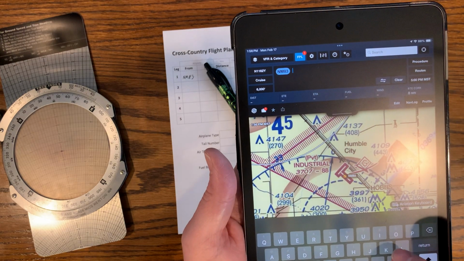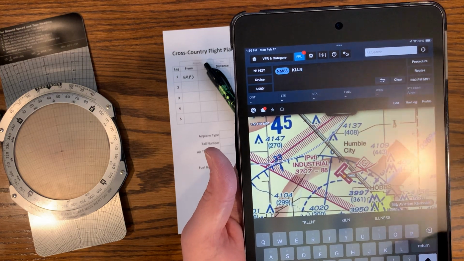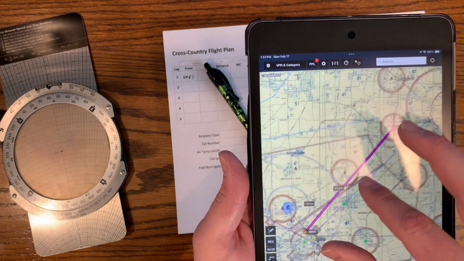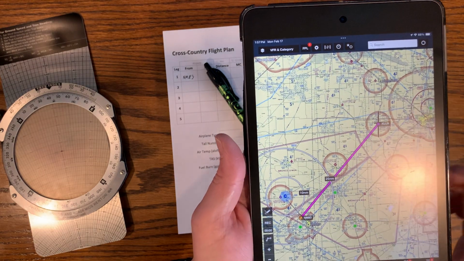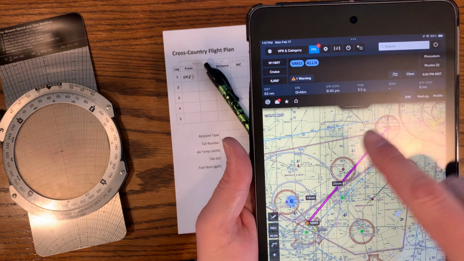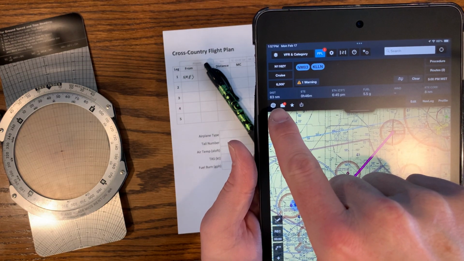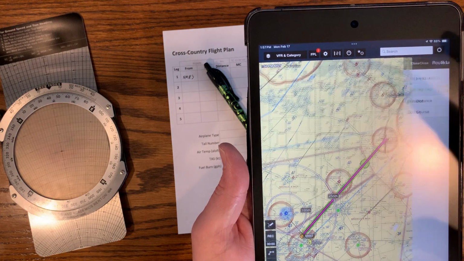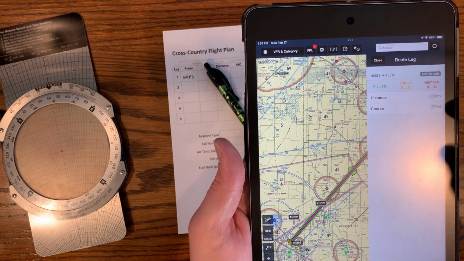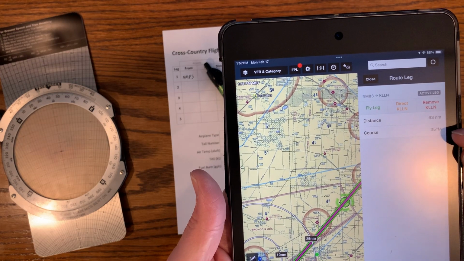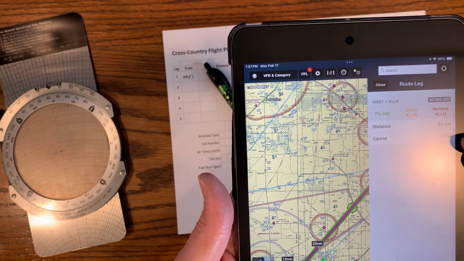Okay, let's add KLLN. Okay, now we've got that route. So there, yep, that's exactly what I'm looking to do there. So from here to there, it says here on the flight plan, a 63 nautical mile flight. The other way to see that is just to touch the leg, and we can see that it's 63 nautical miles at 35 degrees magnetic.